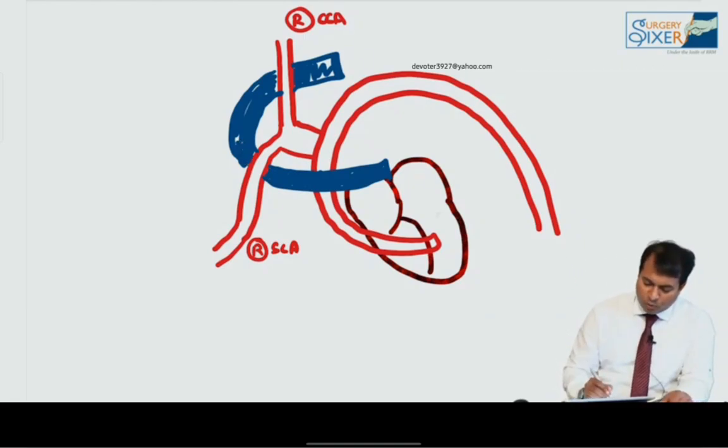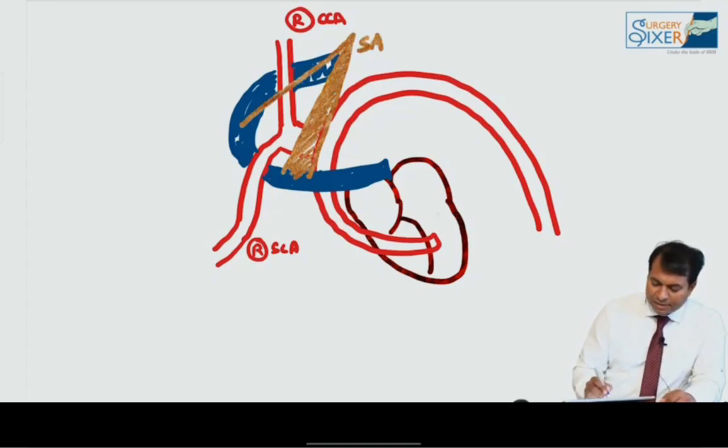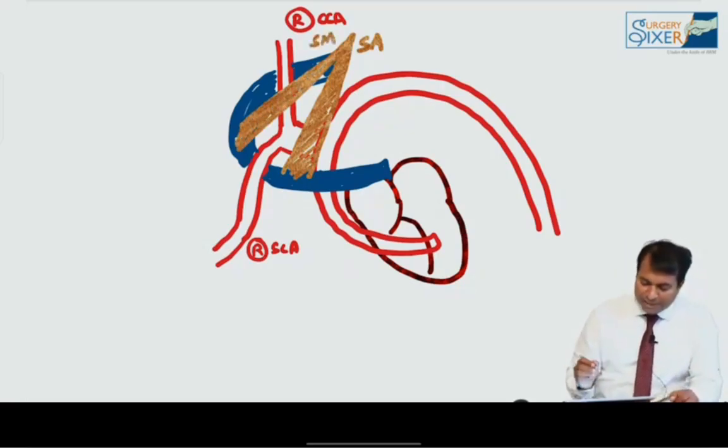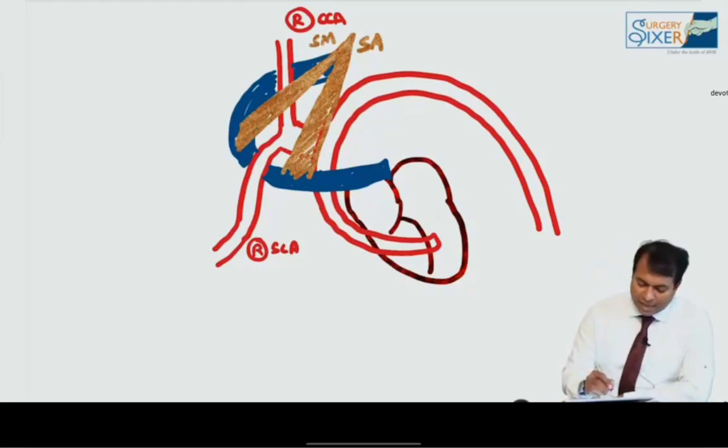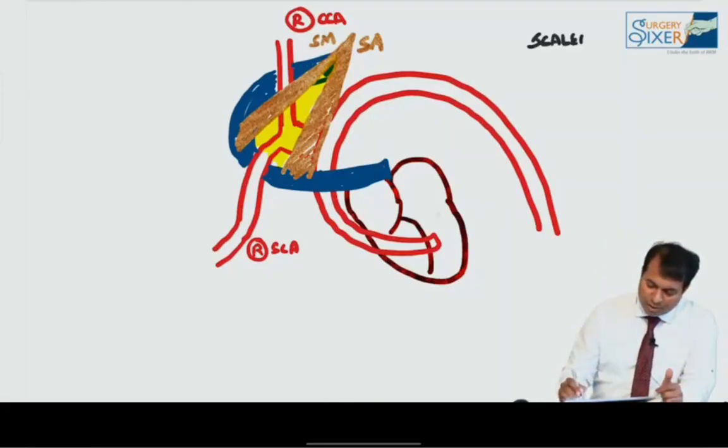Now there are two muscles I'm going to draw which are attached to the vertebra. This is scalenus anterior muscle. Another muscle is scalenus medius. Please understand the diagram I'm drawing, very important. Scalenus anterior, scalenus medius, and first rib together form a triangle. This yellow color is one triangle. What is the name of this triangle? It is known as the scalene triangle.